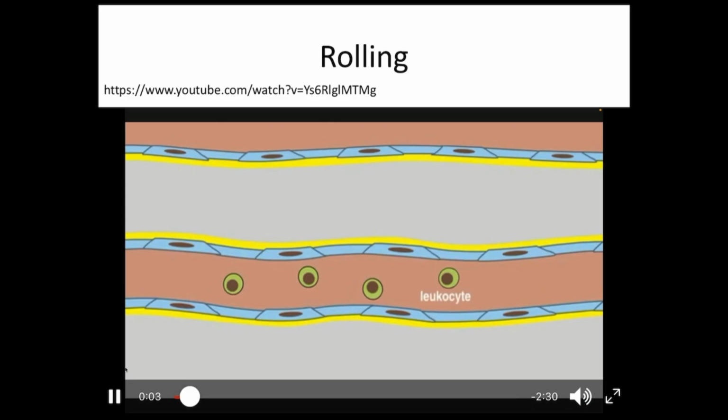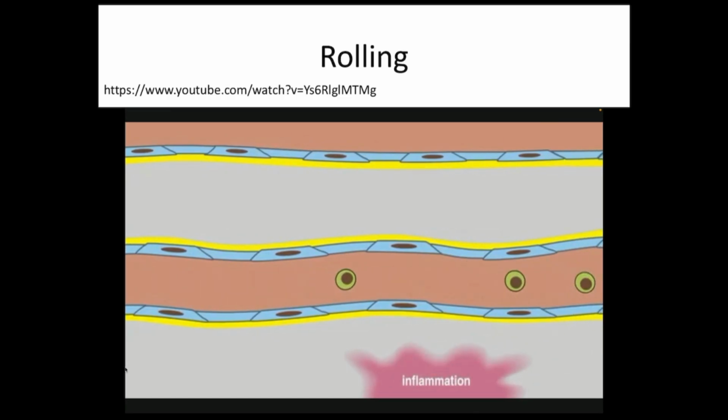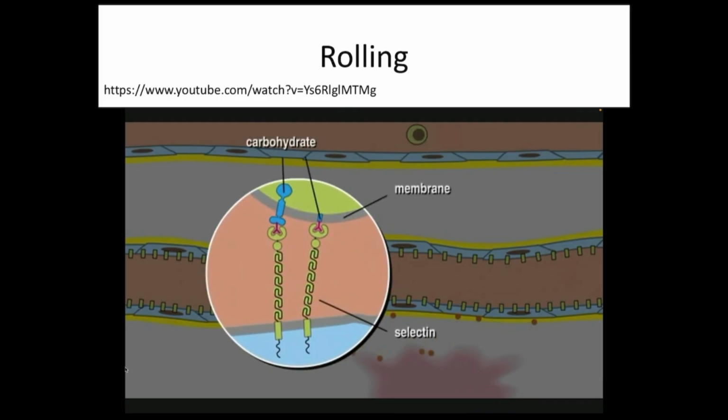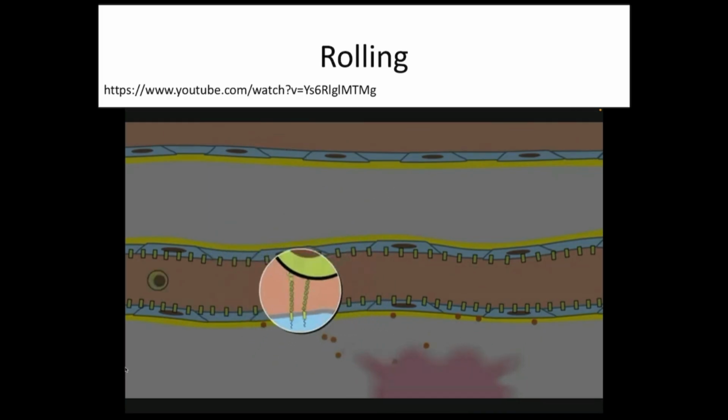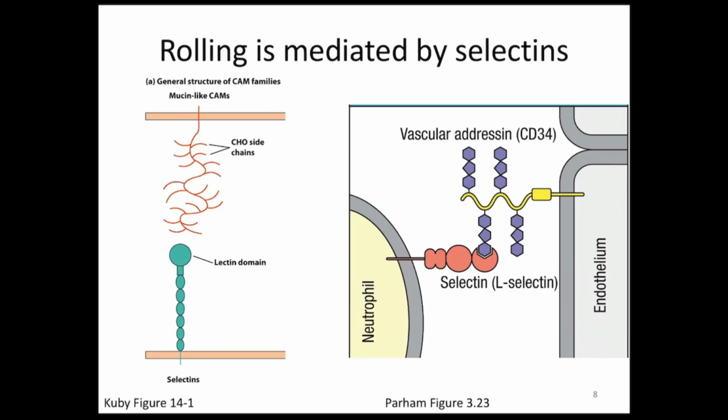So here, it's the same video that we were looking at before. You see that the first thing that will happen is that our cell will start rolling. And that will be mediated by these interactions with a type of protein called a selectin. And you can see those selectins are going to have interactions with carbohydrates. And that is pulling the cell over and slowing the cell down for this rolling process. So you can see here that the rolling process is mediated by selectins.